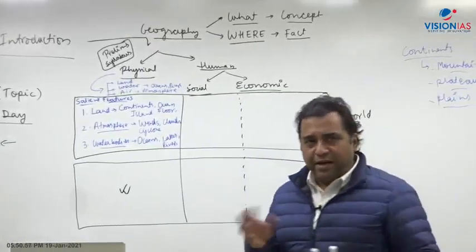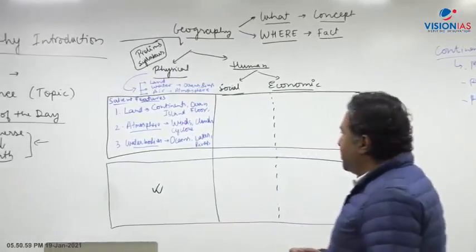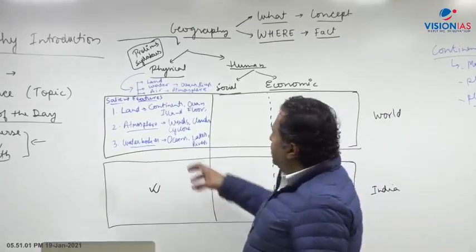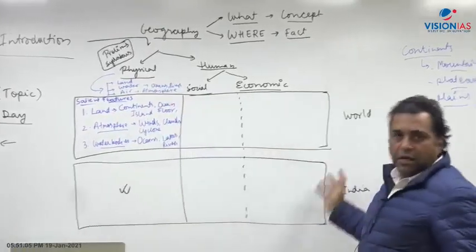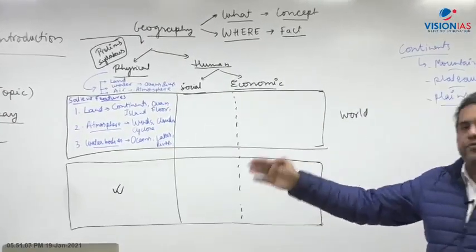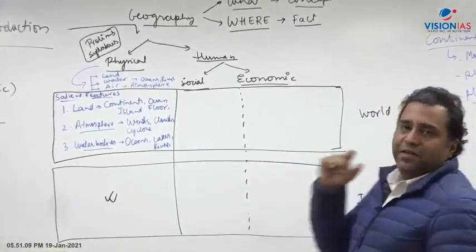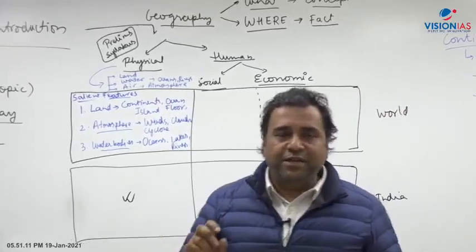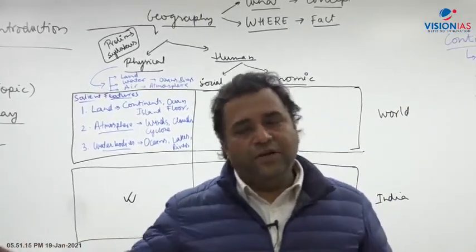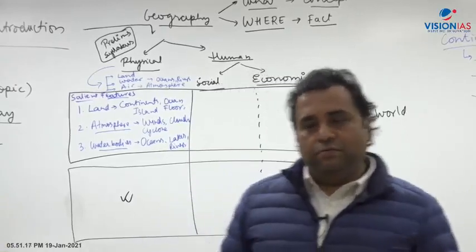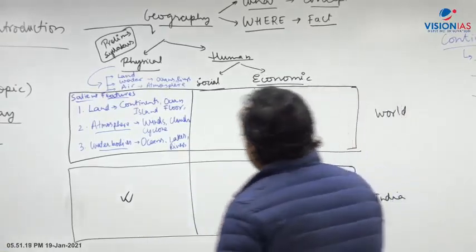All I said in the last 1 minute, where probably there was a mic problem, was that the physical geography aspects of the world are also there in India, and hence we have to do that India part also. Why? Because your prelim syllabus, in the very first line, says the geography of India and the world, physical and social and economic geography of India and the world. So, just copy all that.